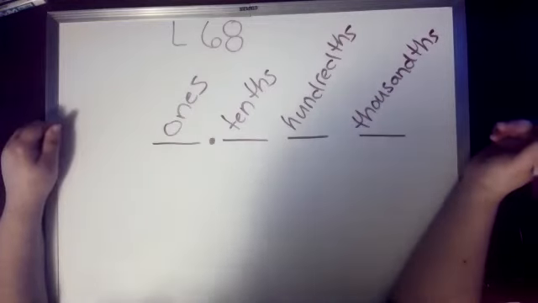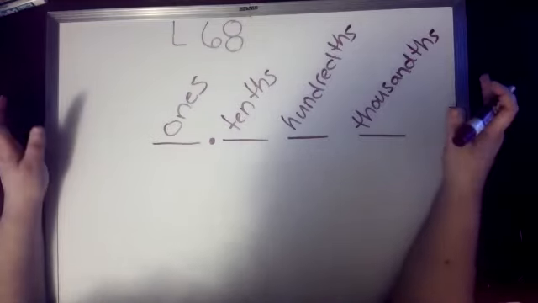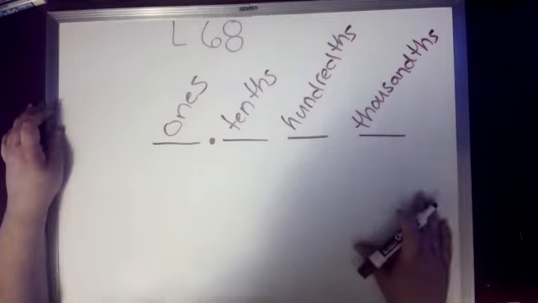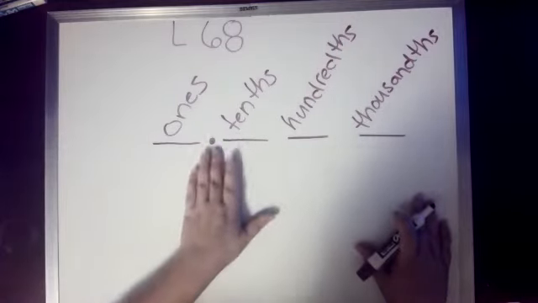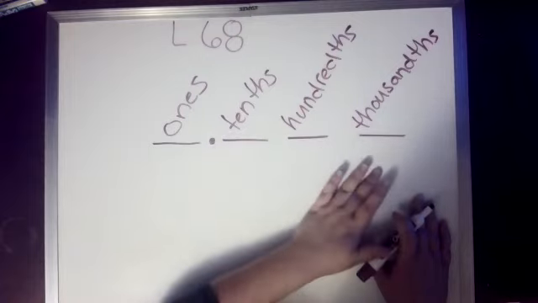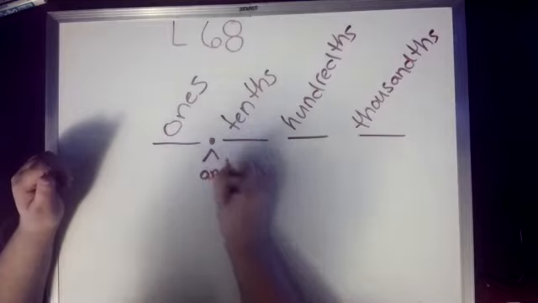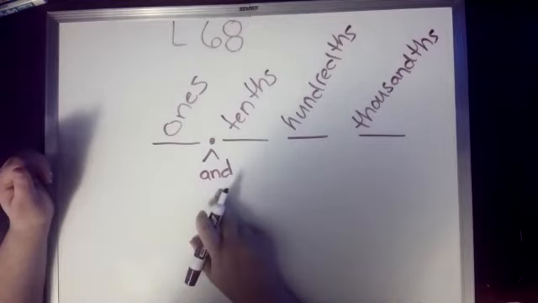Okay, so for lesson 68 for Saxon 5, what we're looking at is naming decimal places. These are the places that we're going to work with today. We have ones, which is normal. Then we have decimal, tenths, hundredths, thousandths. Whenever you come across a decimal, the decimal says "and," okay? So whenever you cross that decimal, you have to say "and."